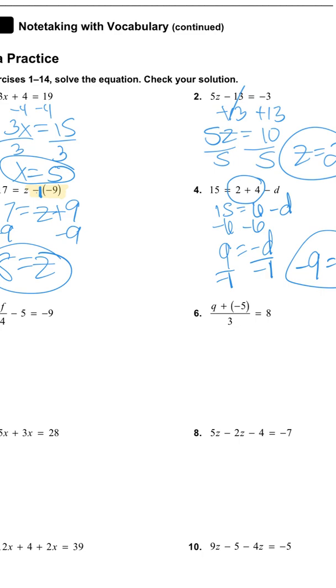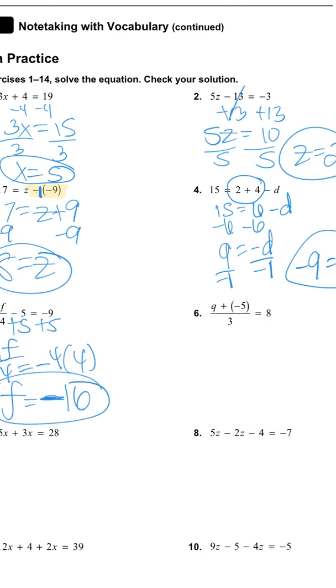Here, f divided by 4 minus 5 equals negative 9. We have to get rid of the constant first always. So first we're going to add 5. And so negative 9 plus 5, 9 is larger, so we're going to have a negative, and that's going to be a negative 4 times 4. And negative times a positive is a negative, and then 4 times 4 is 16, so negative 16.